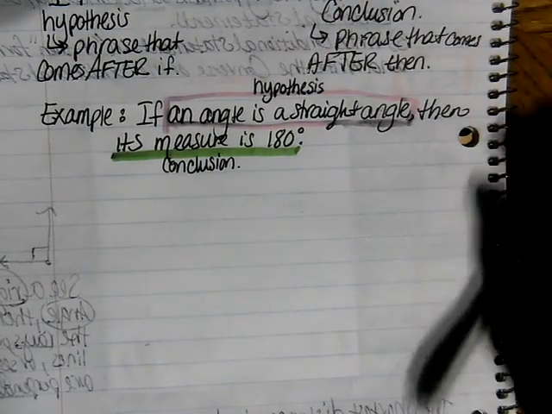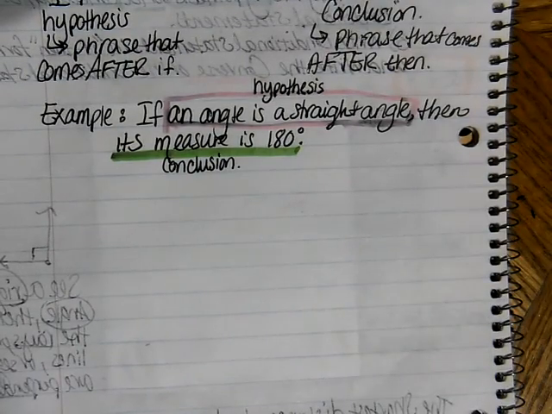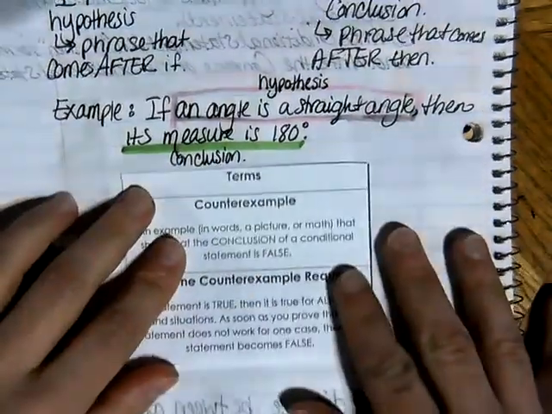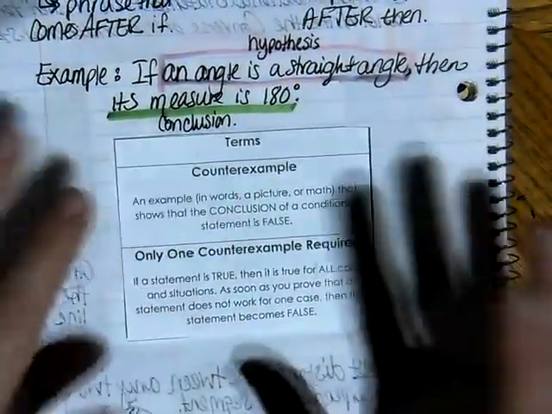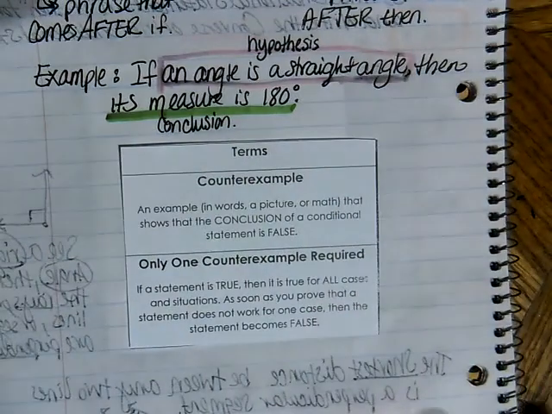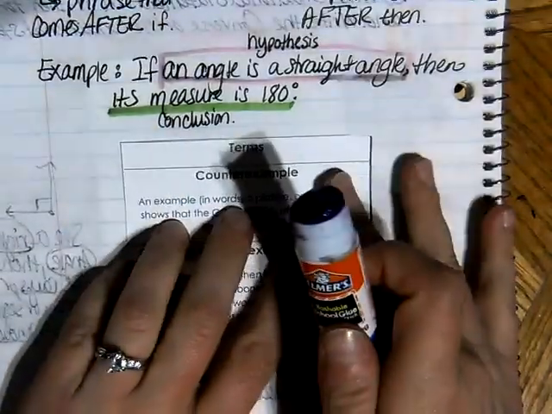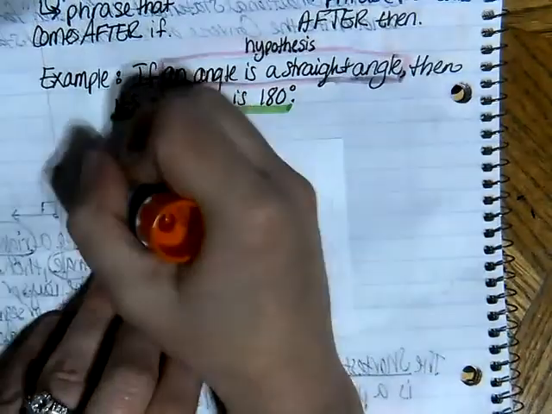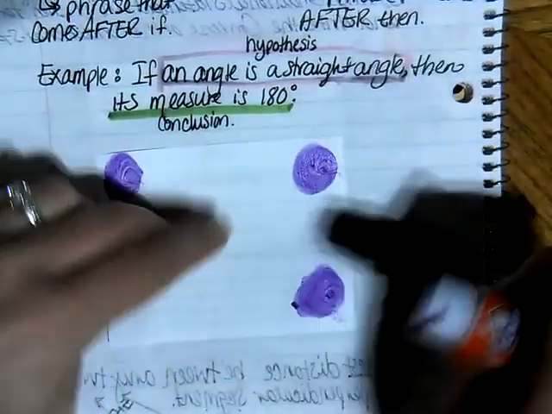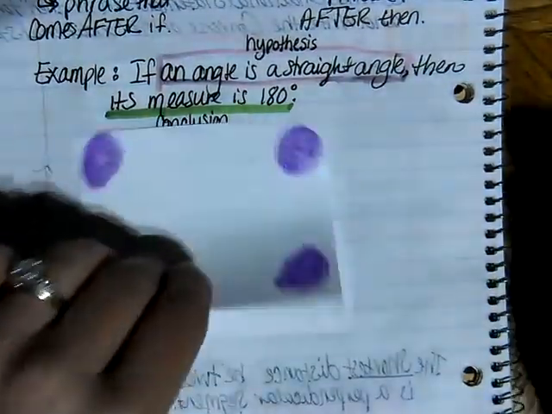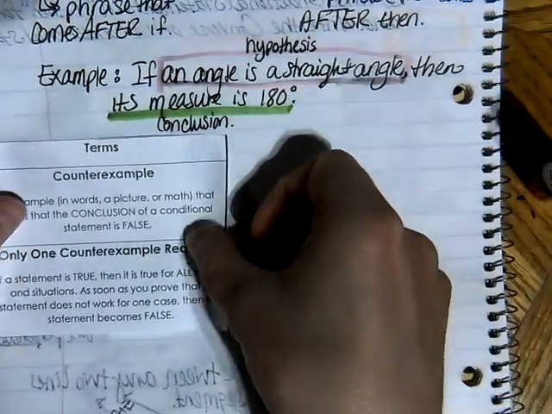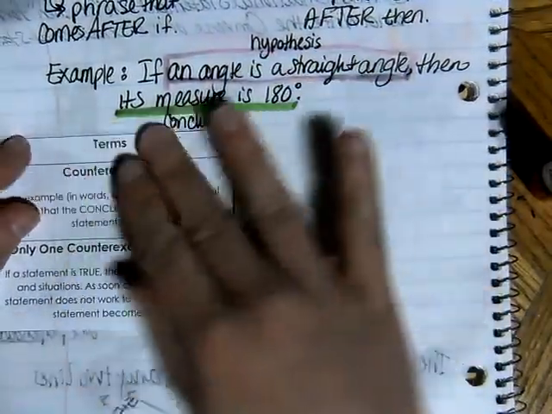Now, not all conditional statements are true. A lot of times conditional statements are false. And when they are false, you have to say so. You have to prove why they are false. And that's where counterexample comes in. So please go ahead and take out the next set of vocabulary words, which is counterexample. And please put this on the side so that we can write some text.